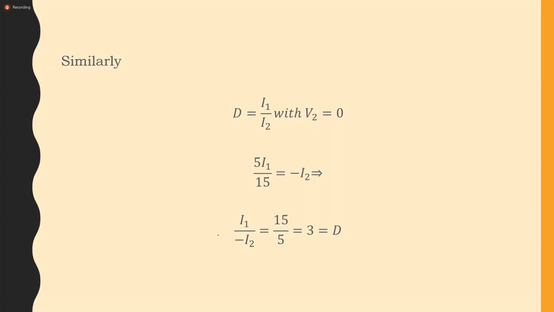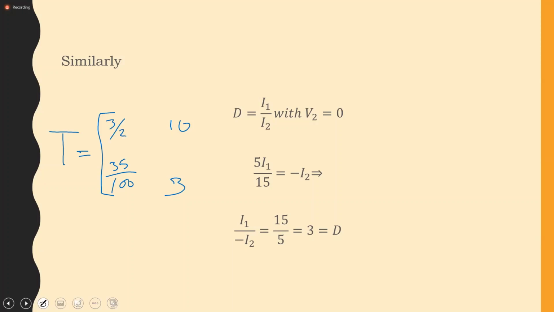So we can write the transmission matrix, and for this one it's capital T. We have D as 3, B as 10, C as 35 over 100, and A as 3 over 2. So those are my transmission parameters.